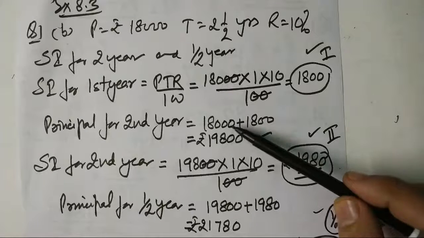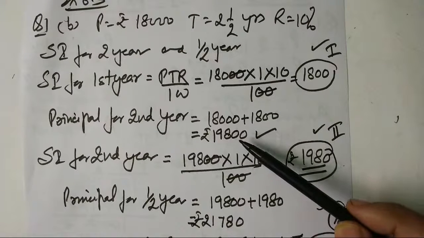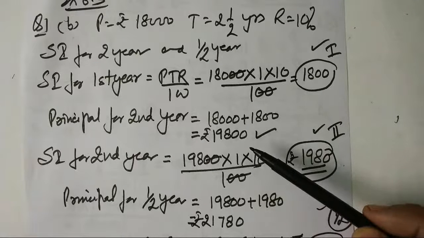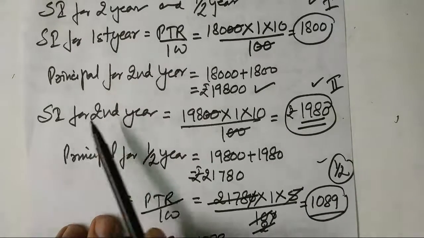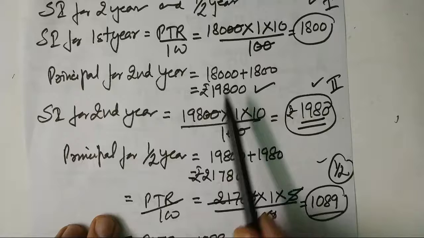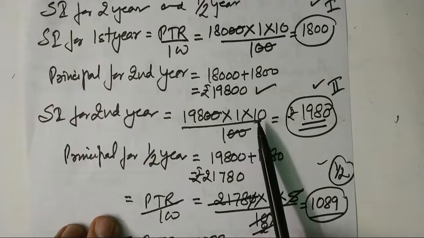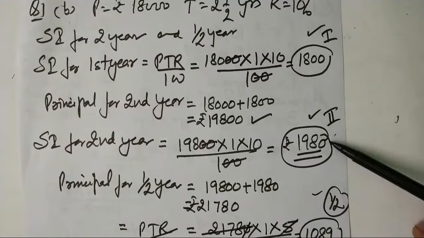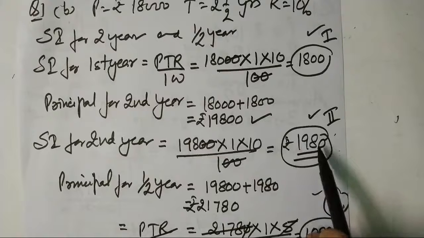So 18,000 plus 1800 will become 19800. This will become the principal for the next year. The same method which we did in the first part. Then after that you will calculate the simple interest for the second year using the same method but with the new principal. So 19800 into time into rate, same method which we did for the first year. So the second year interest comes to 1980.